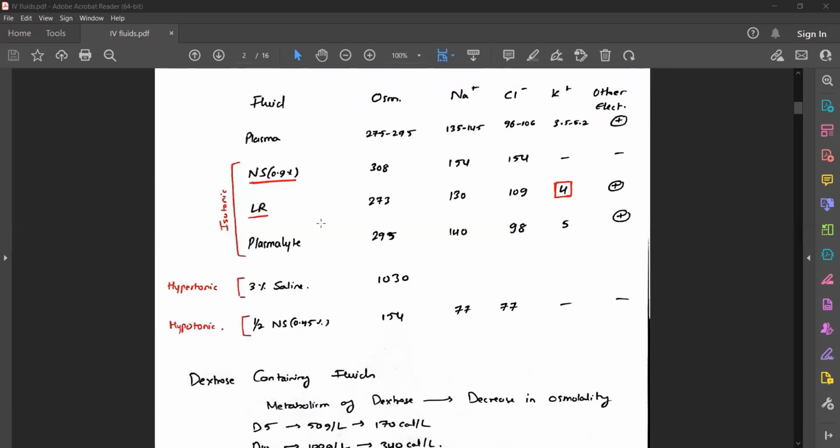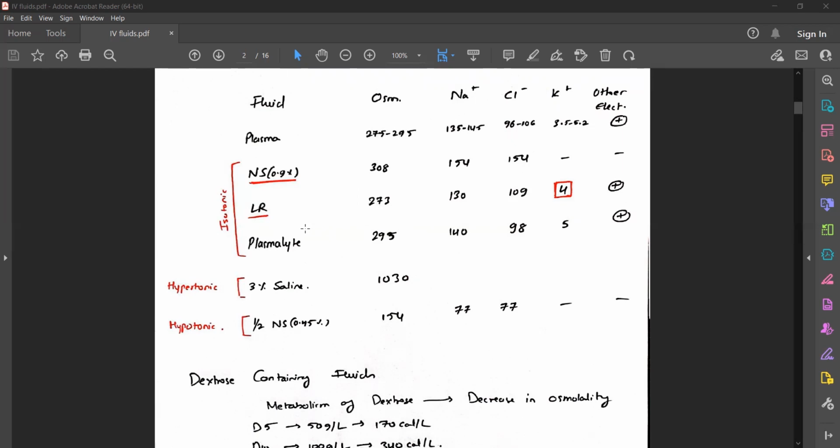The problem with lactated Ringers is that although its osmolality is very similar to that of plasma, it's slightly hypoosmolar. It's 273 as compared to plasma, which is 275 to 295. Plasma-Lyte, on the other hand, is 295. The problem with Plasma-Lyte is that it is not very commonly available in all the hospitals, and it is also more expensive as compared to lactated Ringers.